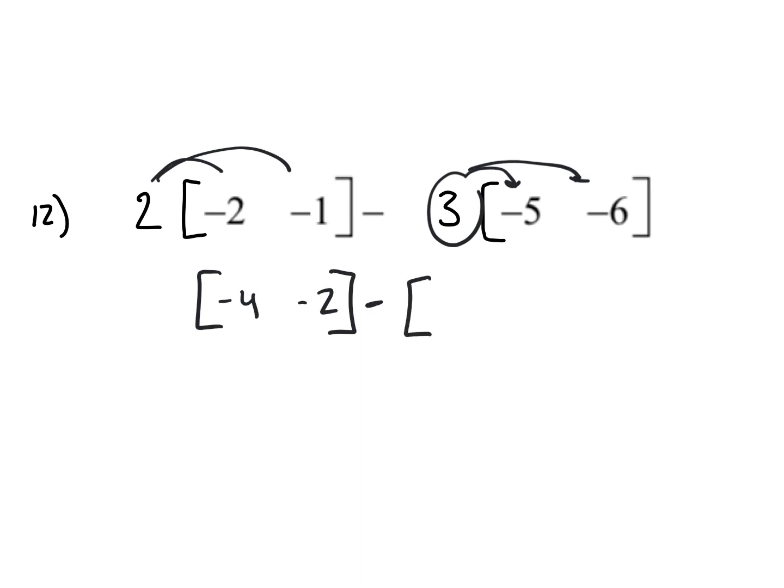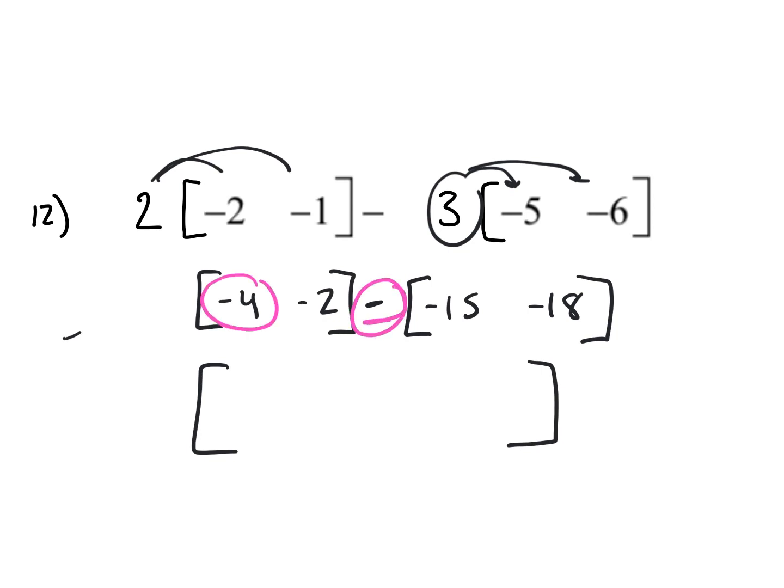So what's 3 times negative 5? Negative 15. And 3 times negative 6? Negative 18. And then you have to minus it. Now we subtract. So first is going to be negative 4 minus negative 15.